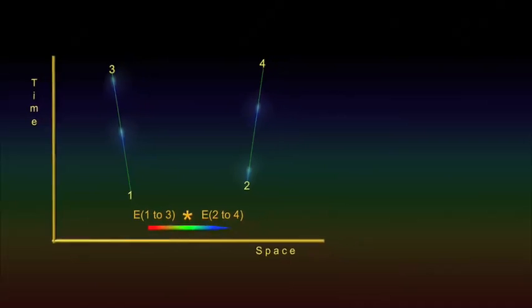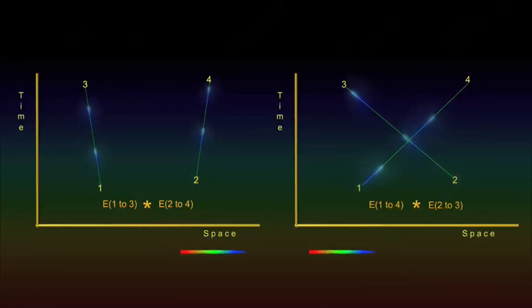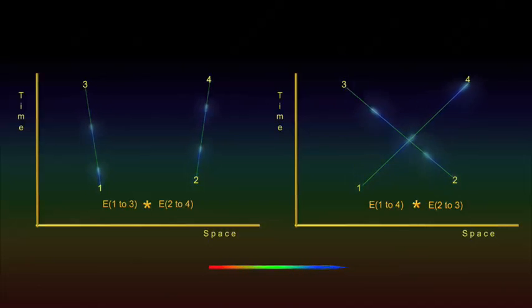Another way would have electron 1 go to 4 and electron 2 go to 3. This would have an amplitude of E 1 to 4 times E 2 to 3. And of course, the final step is to add these two arrows to get the total amplitude. This would be a good first approximation, but we should also consider other ways this event could happen.